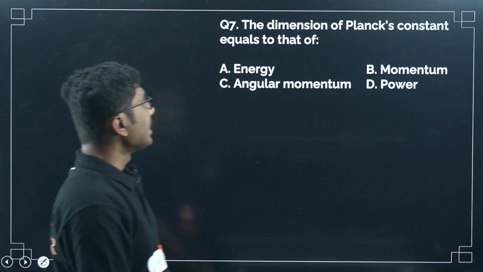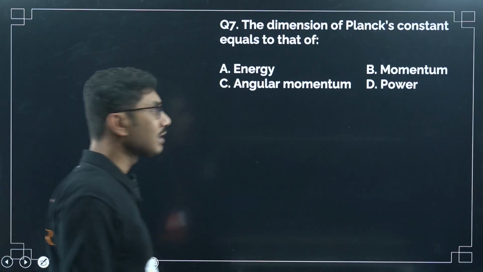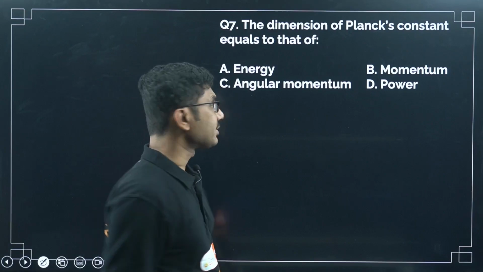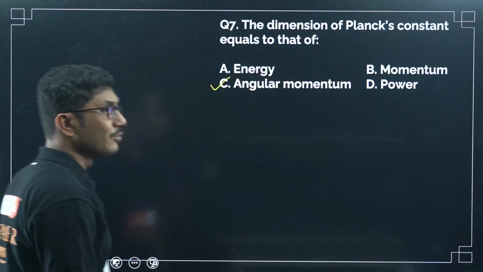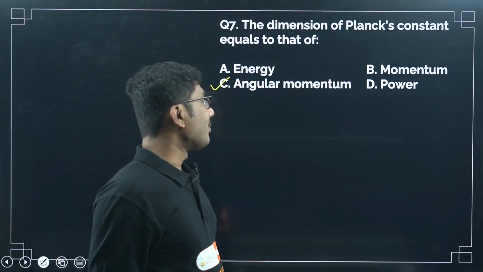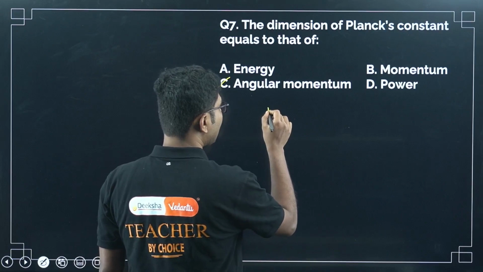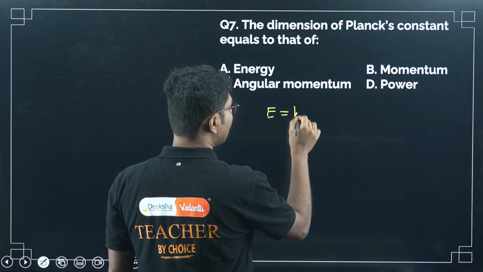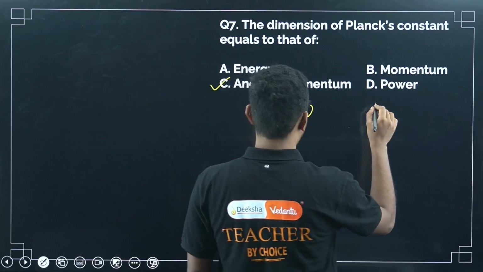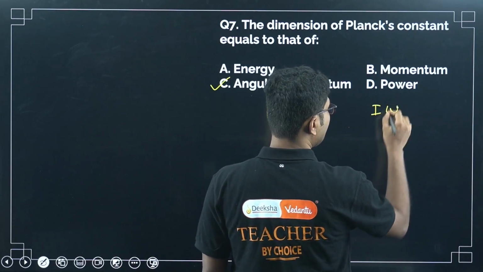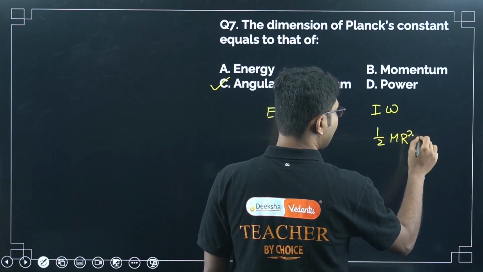Now next question, the dimension of Planck's constant equals that of? This is a very common question. The dimension of Planck's constant is equal to the dimension of angular momentum. If you want to prove that, you can do it by individually finding the dimensions. Energy is equal to h nu, where h is Planck's constant, and angular momentum is I omega. I is generally m r square.